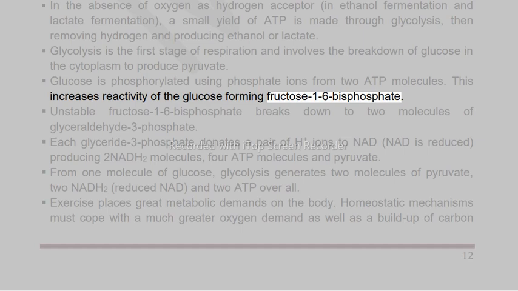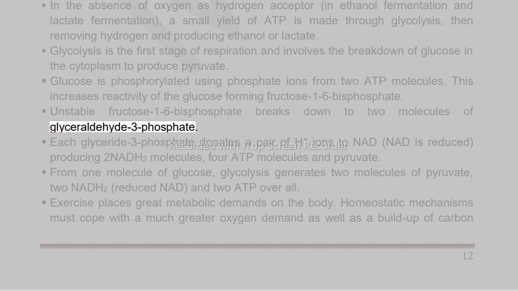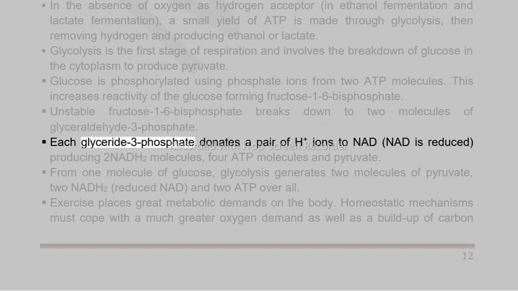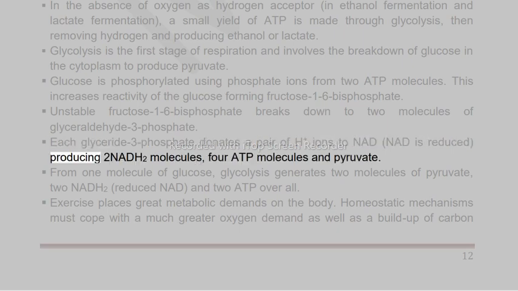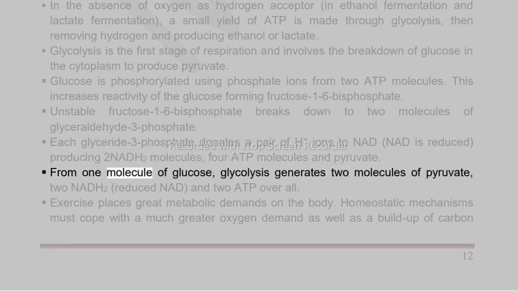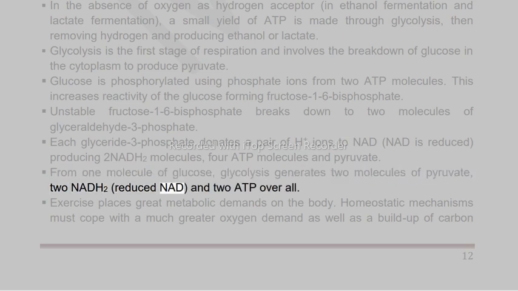Unstable fructose 1,6-bisphosphate breaks into two molecules of glyceraldehyde 3-phosphate. Each glyceraldehyde 3-phosphate passes a pair of H+ ions to NAD. NAD is reduced, producing two NADH2 molecules, four ATP molecules and pyruvate. From one molecule of glucose, glycolysis generates two molecules of pyruvate, two NADH2, reduced NAD, and two ATP overall.